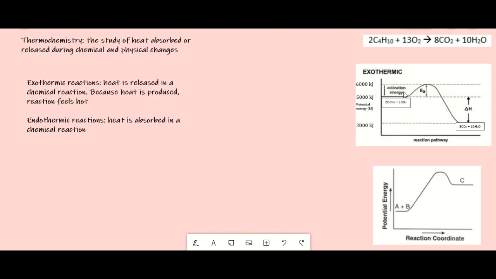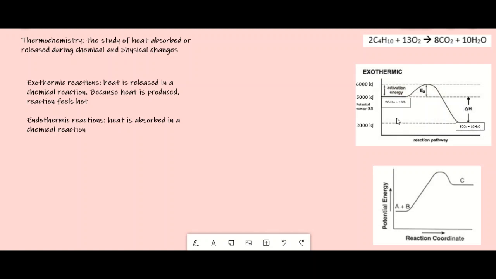So in this example, we're going to examine this energy diagram for the combustion of butane. The equation is 2C4H10, plus oxygen, a balanced equation. Basically, butane plus oxygen becomes carbon dioxide and water. So if you look at it here, you can see that you have the reactants, butane and oxygen, on the left side, and then you have the products, carbon dioxide and water, on the right side.